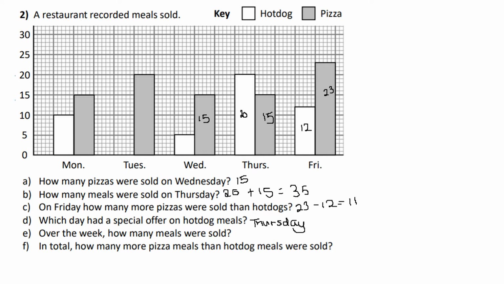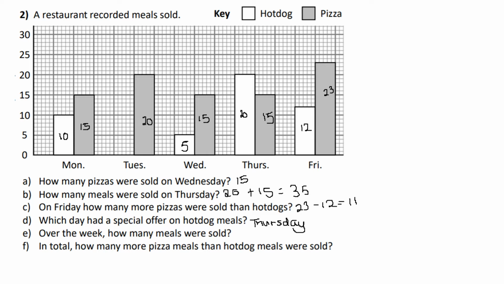Over the week, how many meals were sold? So we need to work out what each bar is worth. On Monday there were 10 hot dogs and 15 pizzas sold. Tuesday there were no hot dogs sold but 20 pizzas. And then Wednesday there were 5 hot dogs sold. And then we can add these together.